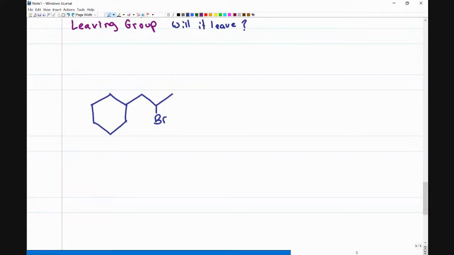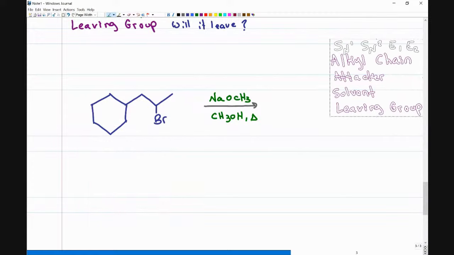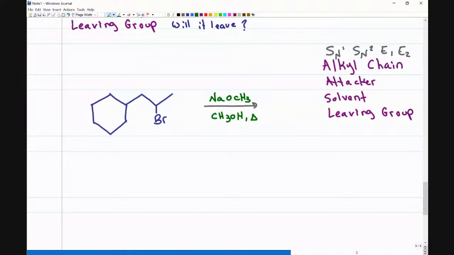For this problem, you're given a molecule that looks scary, but hopefully is not. And you're asked to react it with NaOCH3 in the presence of CH3OH and heat. Your mission, should you choose to accept it, any Mission Impossible fans here, let me know. Your mission, should you choose to accept it, is to figure out if this is an SN1, SN2, E1, or E2 reaction and draw the major product only.